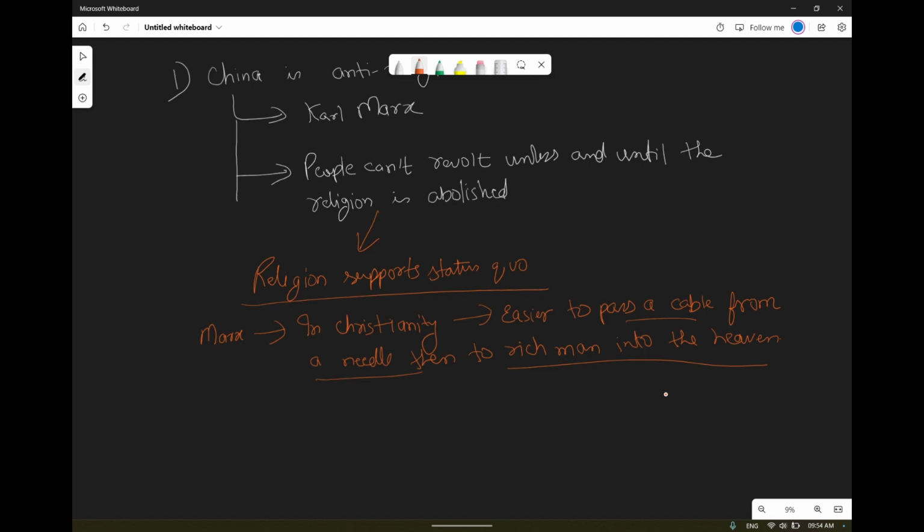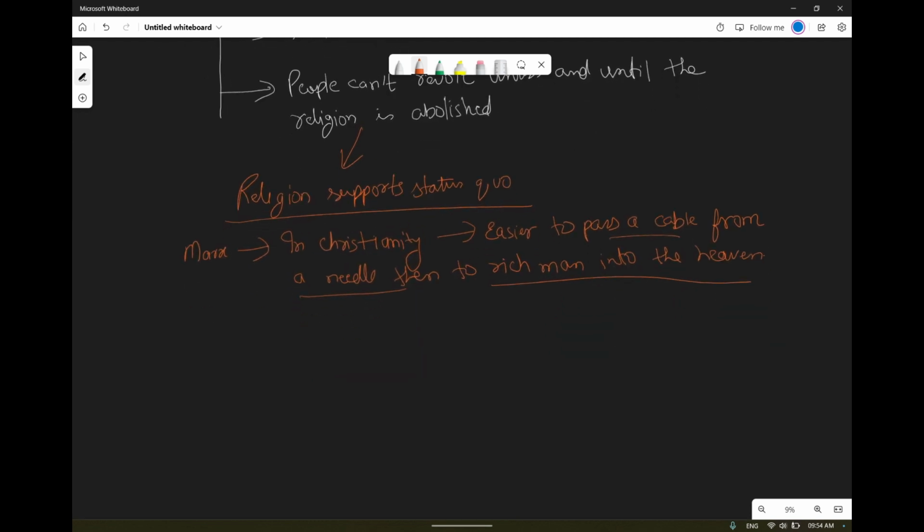So what does this concept tell us? When this is mentioned in religious texts, it means a rich man is not going into the heaven at any cost. It is very difficult for any rich man to go into the heaven. So what does this exactly mean? This means that if you are going to be rich, then you are not going into the heaven.